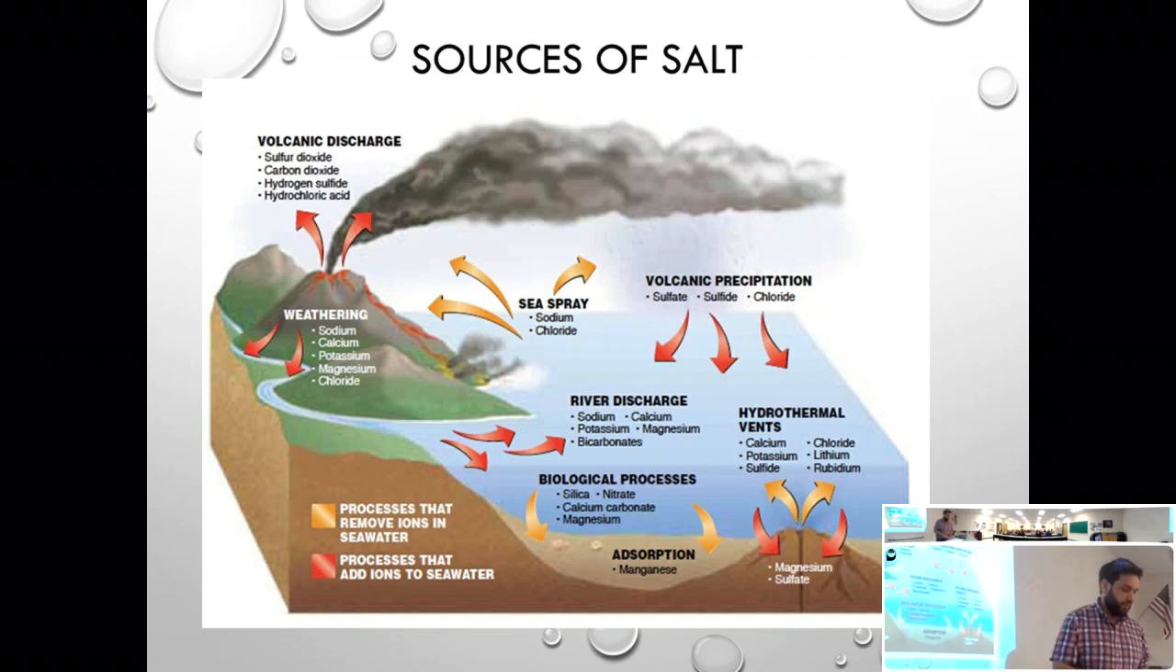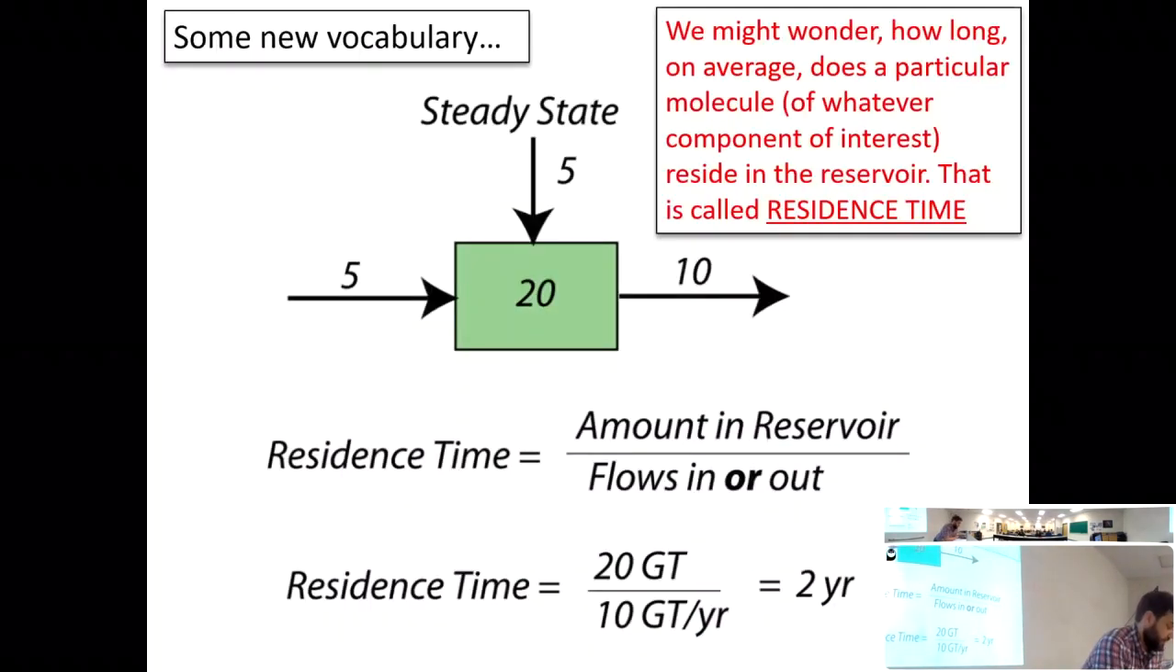All right, so if you go to, so that's actually number 13. Number 12, you have to draw a block diagram, just like this, showing a reservoir in steady state with fluxes in and out. You should indicate the magnitude of each reservoir and calculate the residence time of the reservoir. Okay?